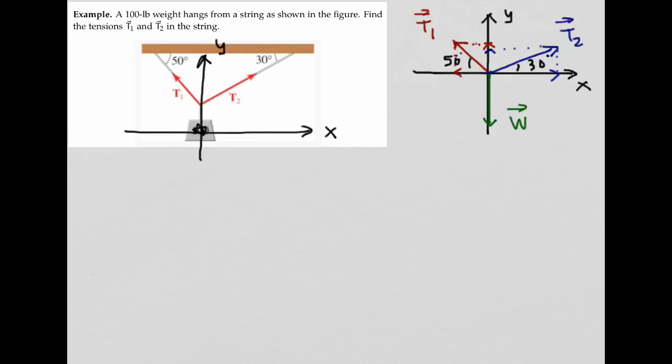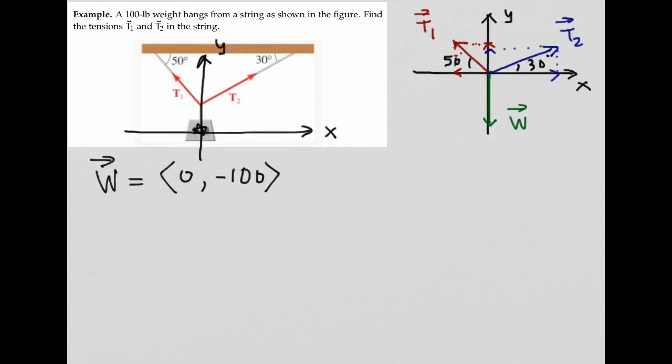Now I'm going to write each of those vectors, W, T1, and T2, in component form. Starting with W, since it points straight down, it has no x component, and therefore the x component is 0. And the y component is negative 100. That is because the weight is 100 pounds and gravity is pulling it straight down. That's in the negative y direction. So the components of W are 0, negative 100.